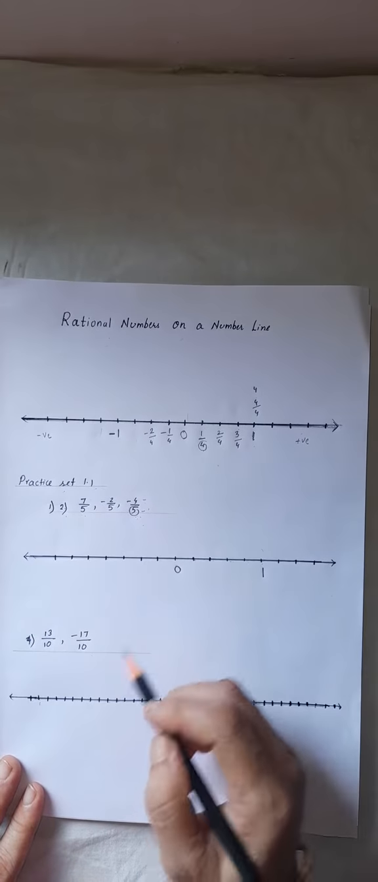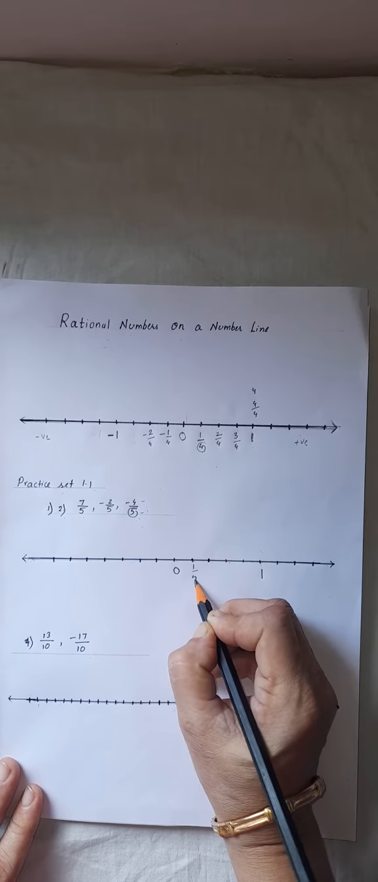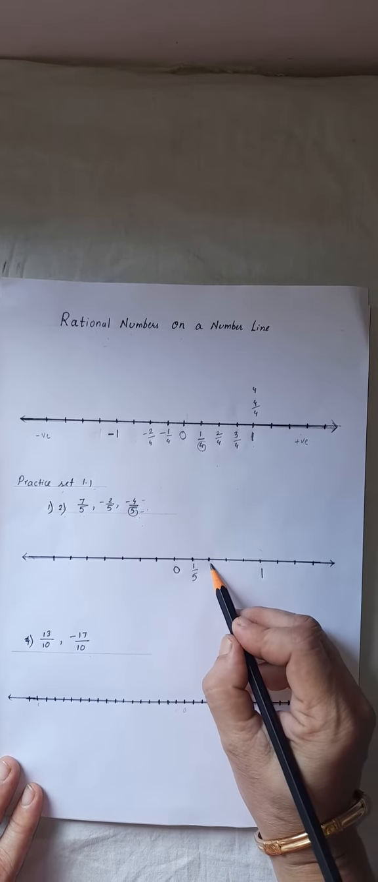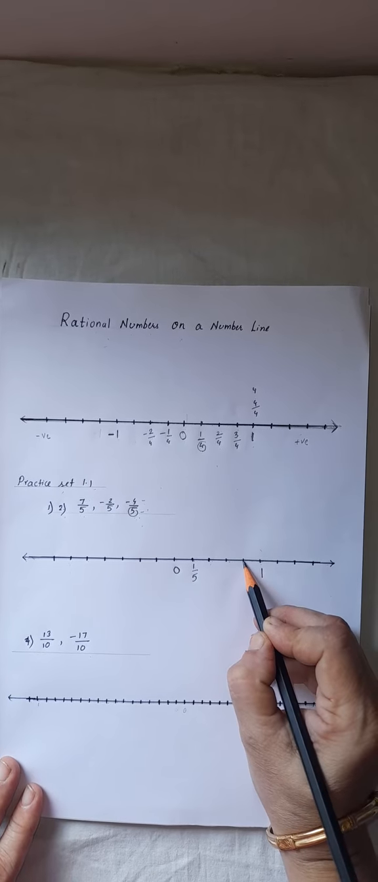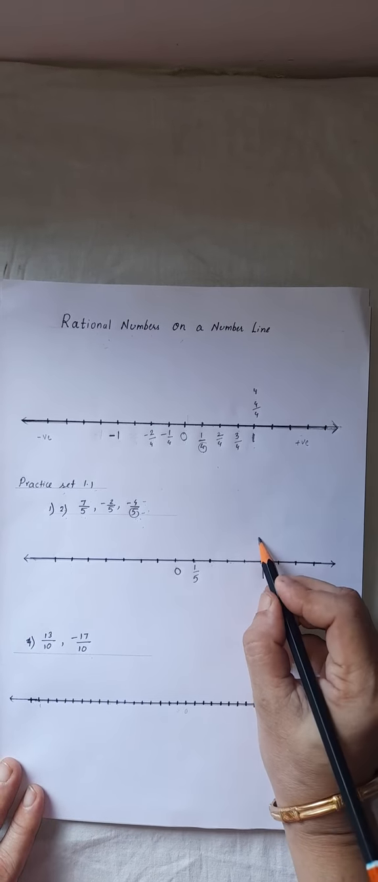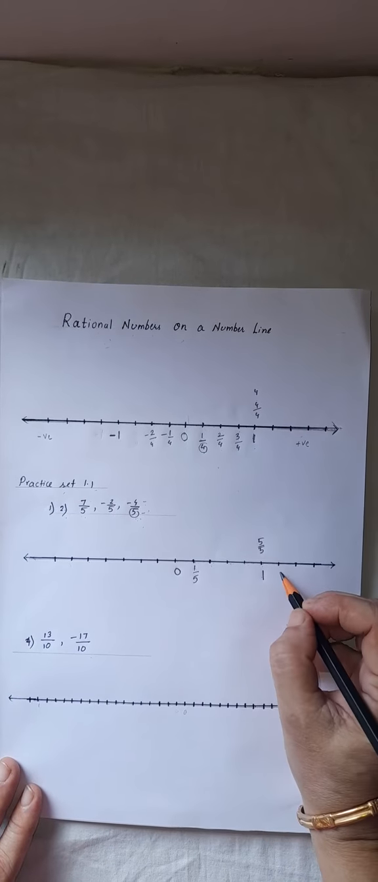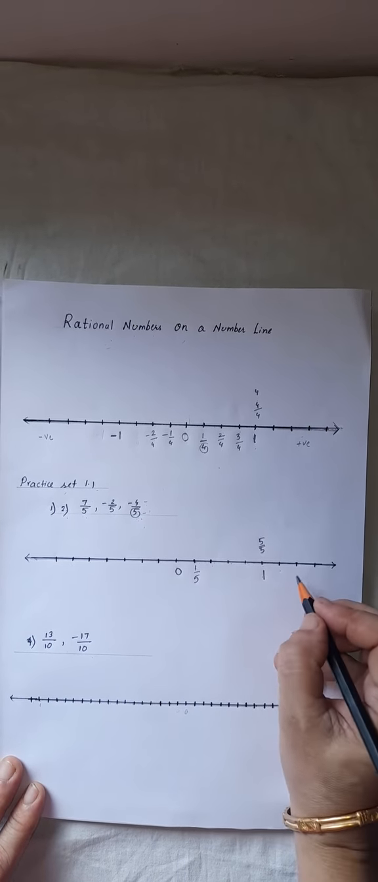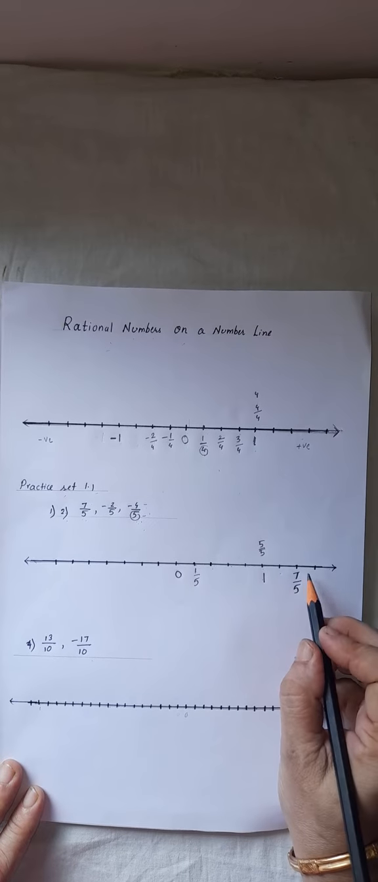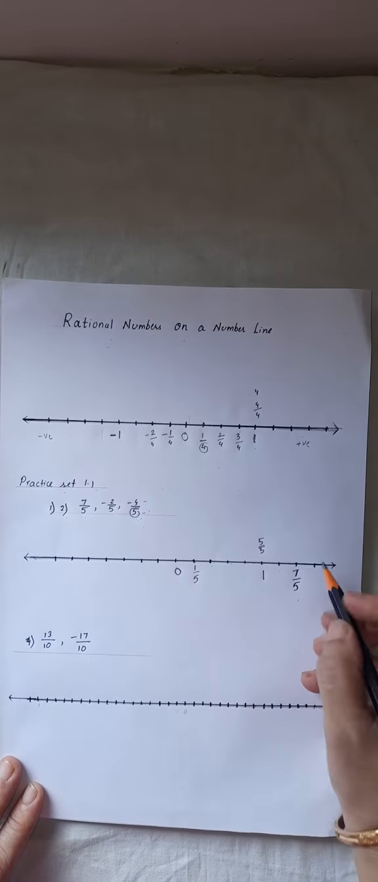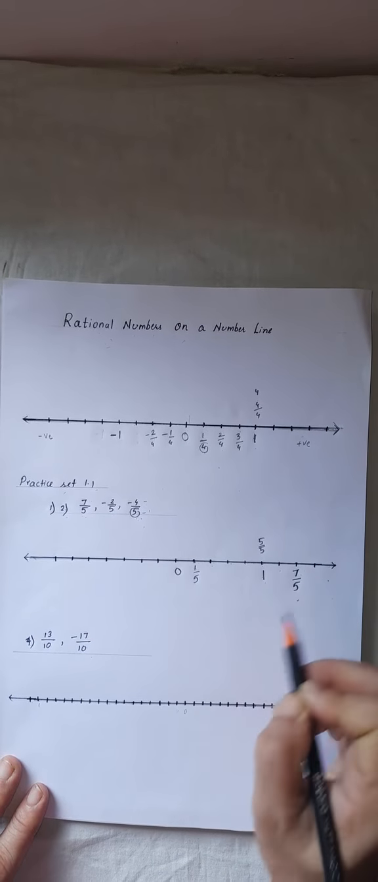We have 7 upon 5. Can you tell me what is this first part? This is 1 upon 5, right? This will become 2 upon 5, 3 upon 5, 4 upon 5. This is 5 upon 5, which is the same as 1. This will become 6 upon 5 and this becomes 7 upon 5. So can you tell me where does 7 upon 5 lie? 7 upon 5 will obviously lie between 1 and 2.